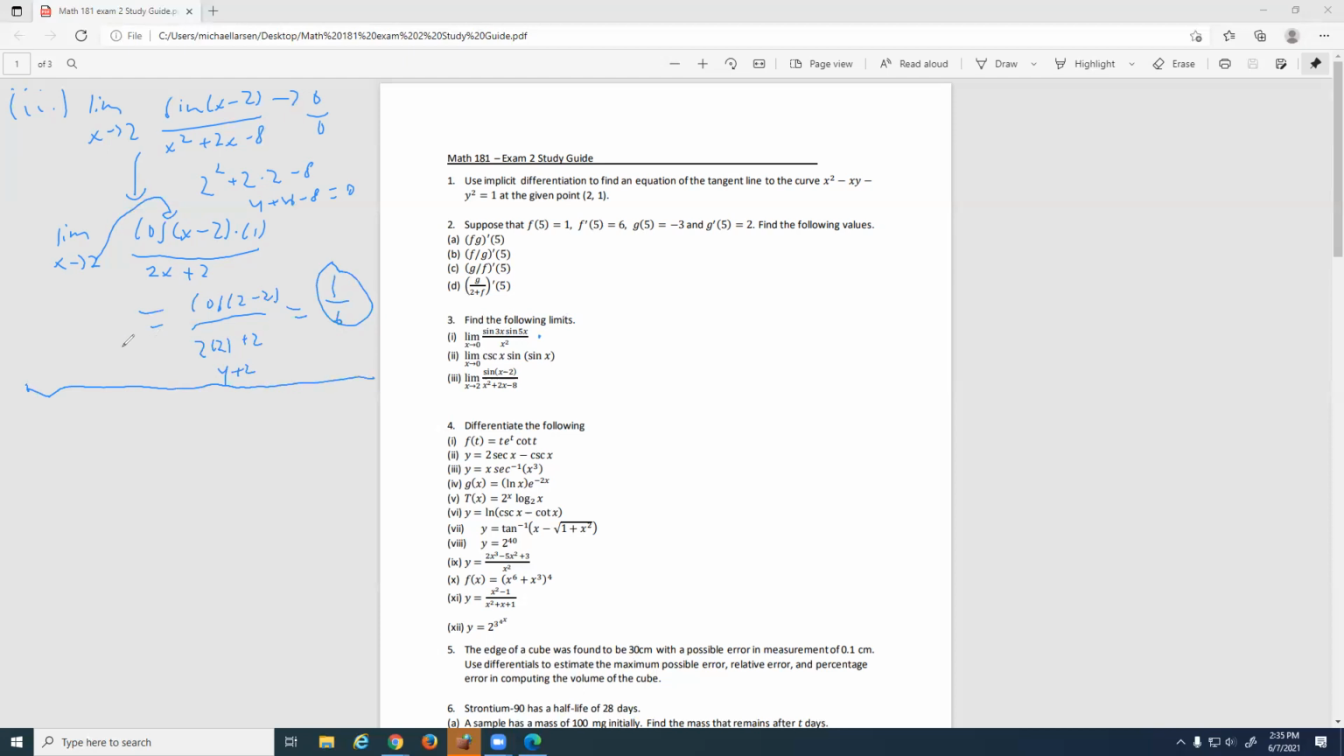Nope. Perfect. All right, so I'll go ahead and leave that up for a little bit, and we can move on to 4, doing some derivatives. Let me get a little better 4 there. So for 4, the first one, it wants us to differentiate. So our function is f of t is equal to t times e to the t times the cotangent of t.